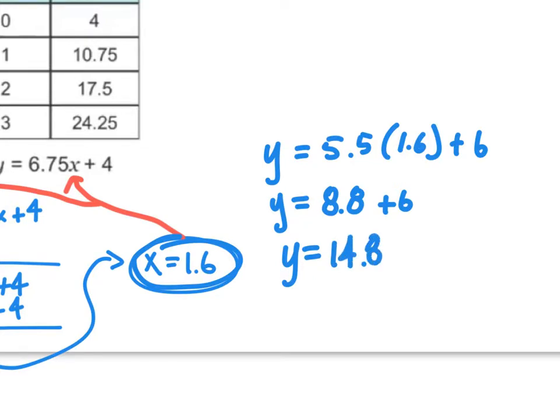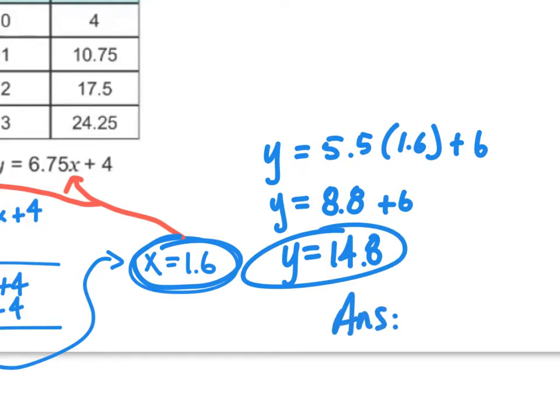Now I have an x value and a y value, so my answer needs to be written as an ordered pair.